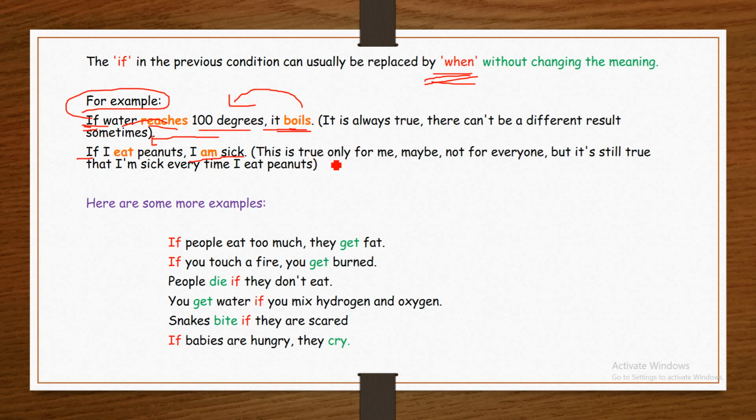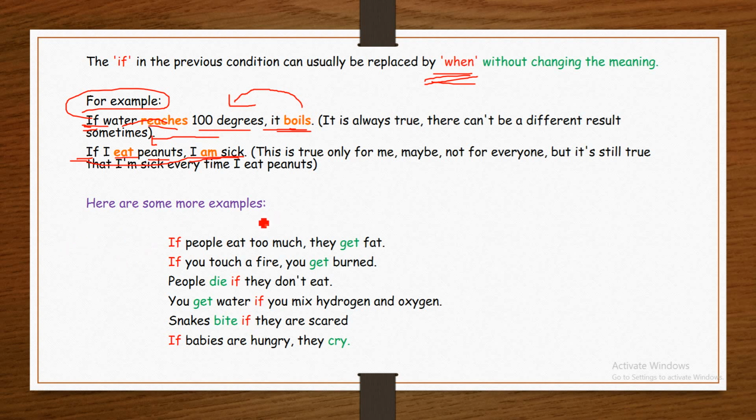This is true only for me. If I eat peanuts, I am sick. This might be only true for me. It might not be true for everyone, but it is a fact about me. Therefore, when or if I eat peanuts, I am sick. Here, zero conditional expresses a fact, a general fact, or a scientific fact.